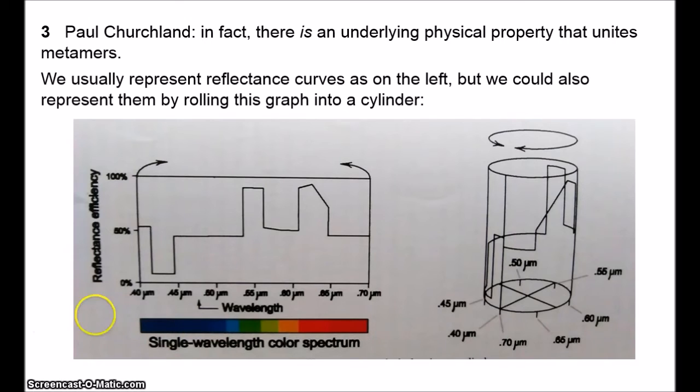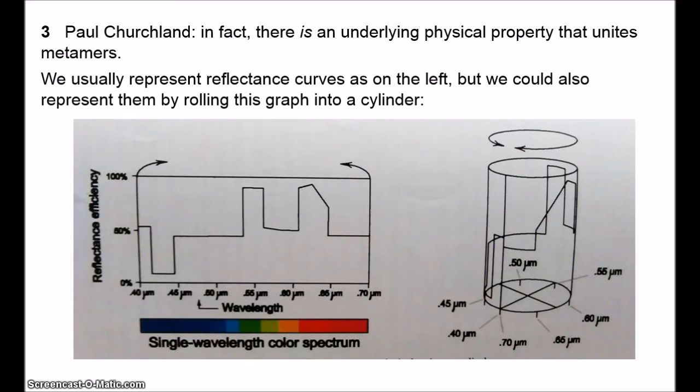So here's an idea. Let's take this spectral reflectance graph and roll it into a cylinder, because as you can see the spectrum here fades into purple either way, so that suggests we could join the ends. And we can do the same then with this graph. So we roll it into a cylinder and connect the 400 nanometer and 700 nanometer ends. And as you can see, here's Churchland's representation of this cylinder. So we take the graph, roll it into a cylinder.